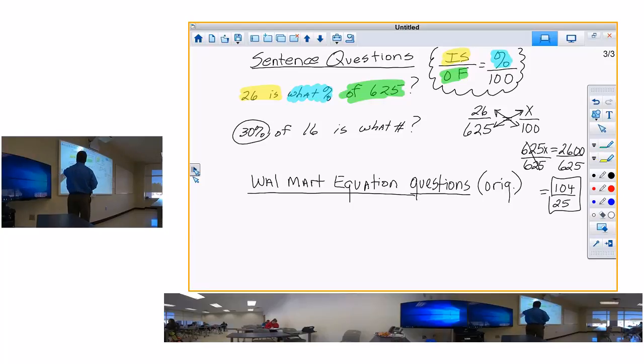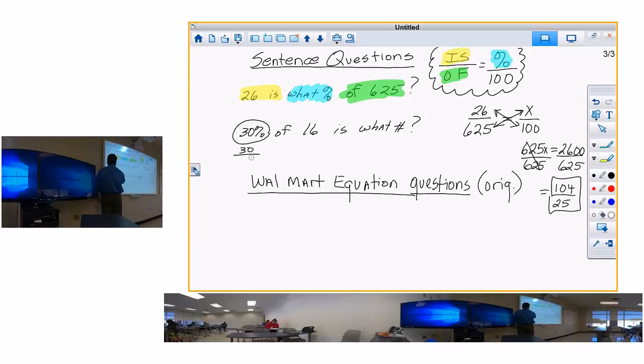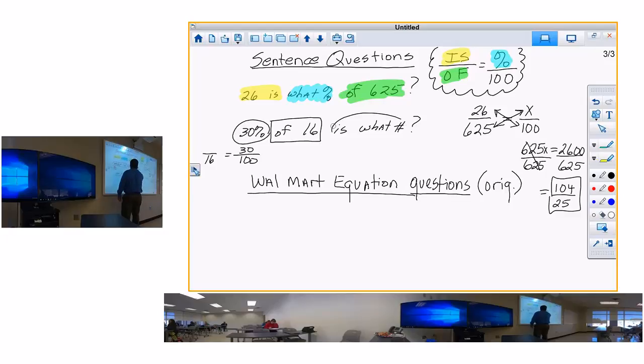Now this one, 30, it's going to go in the percents place. And then 16 is what? That's going to go in that spot. And what's going to go in the is spot? X. Cross multiply.